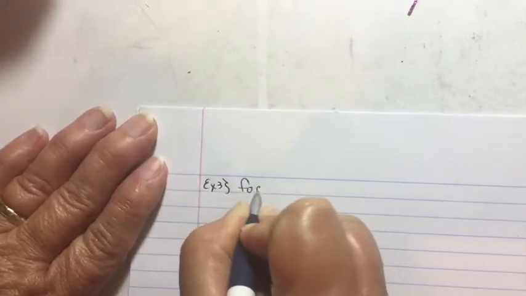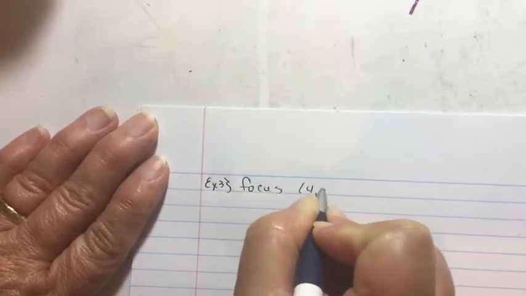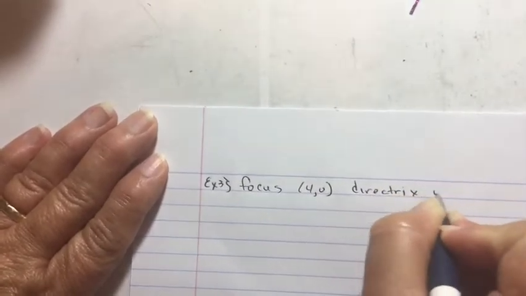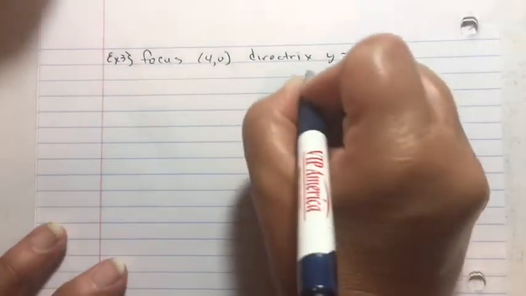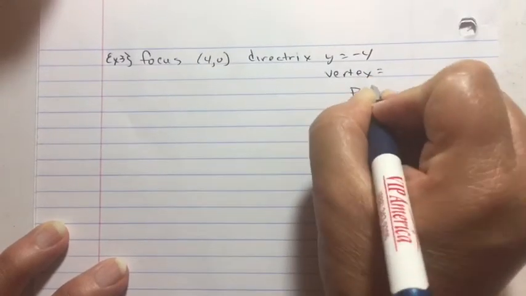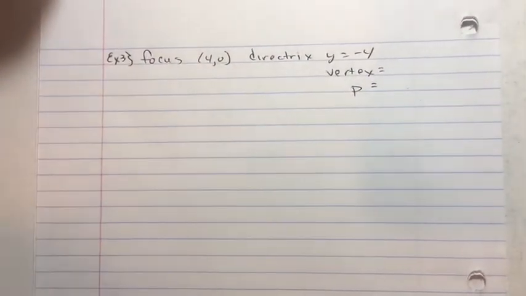Try example 3. So on this one, I want you to use a focus of (4, 0) and a directrix of y equals negative 4. Now, to write the equation for the parabola, you're going to need to figure out the vertex and the p. Go ahead and pause the video while you try that.